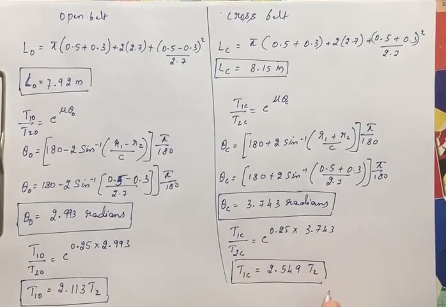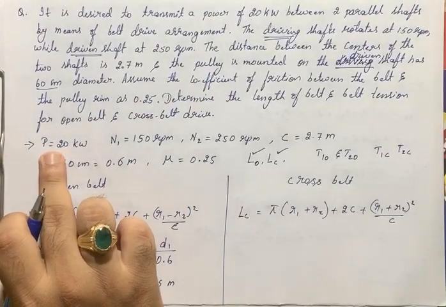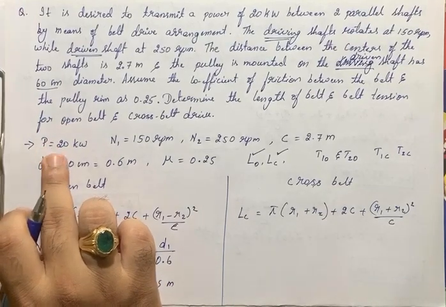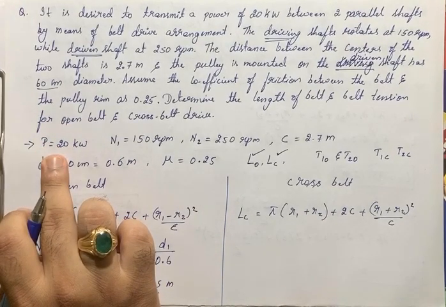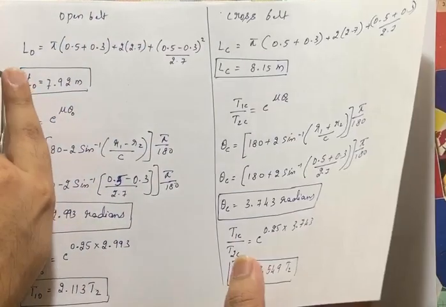right. Now after this, what is the other formula we have? The ratios of tension, right. In this question he has given the power that needs to be transmitted. Utilizing this power we can find out the value of T, right. Now how to do that one? I will do it here in the next page.